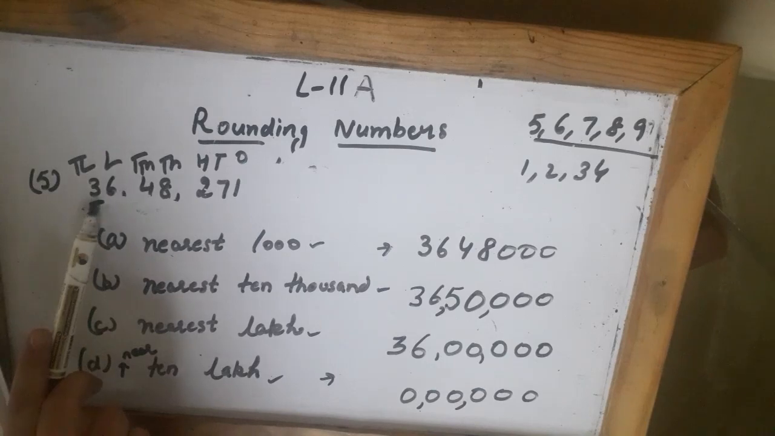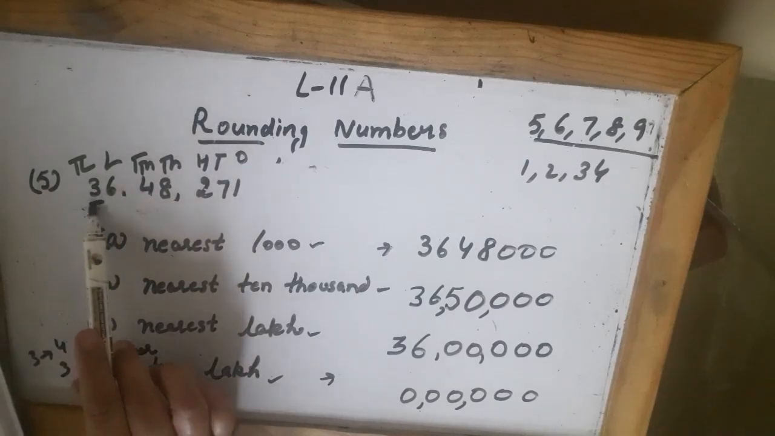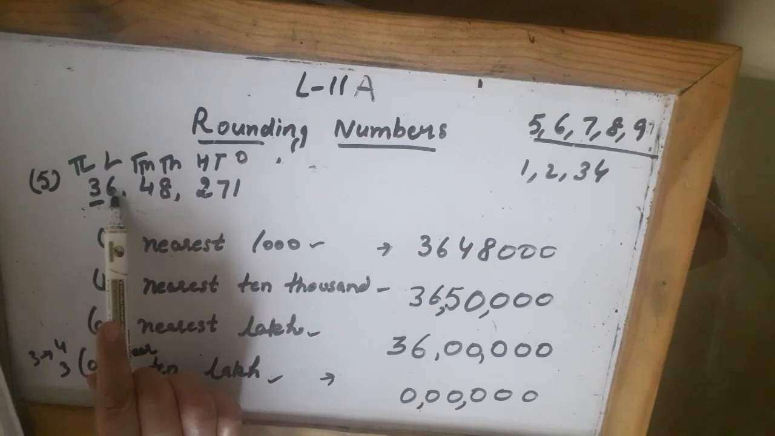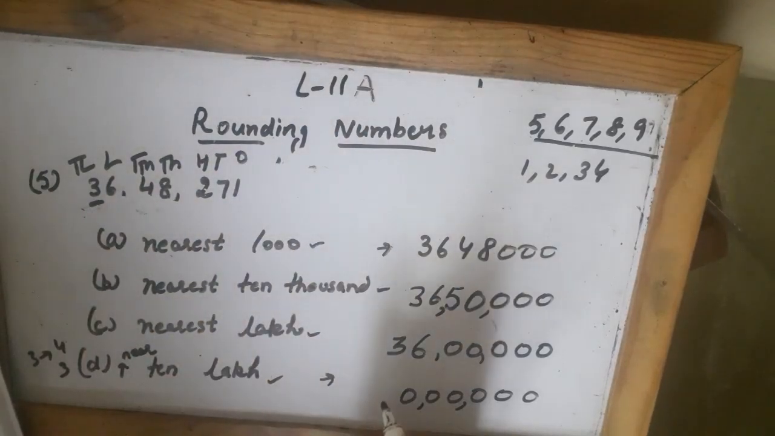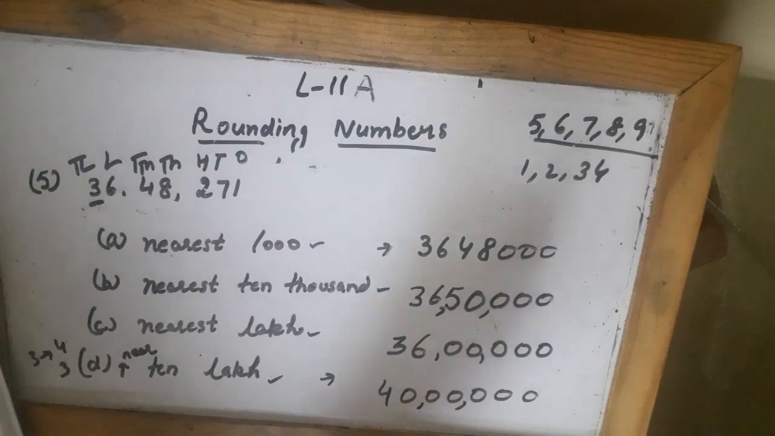It's 3. So either 3 will change into 4 or it will remain same. How I will decide? I will look to the next digit of 3 at the lakhs place. So at the lakhs place, the digit is 6, which is more than 5. So it means 3 will become 4. So this whole number will become 40 lakhs.